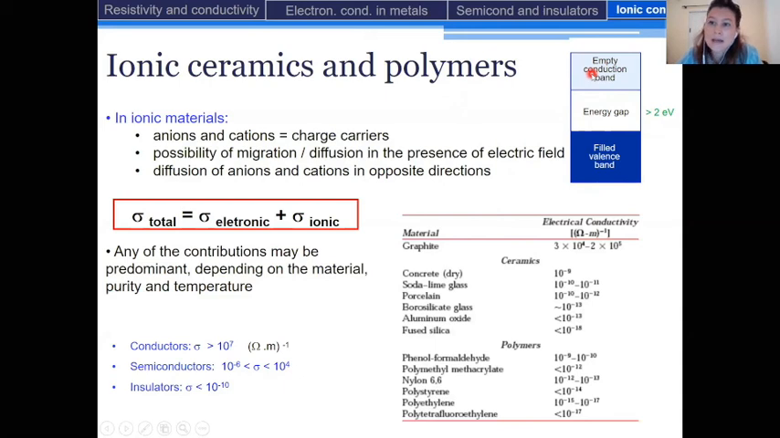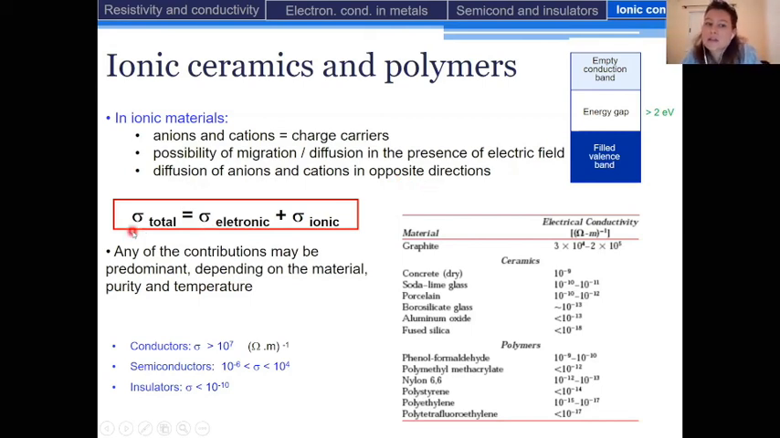But in ionic ceramics, we should take into account that we have charge carriers that are anions and cations, and there is a possibility of migration and diffusion of these charges in the presence of an electric field. And since they have opposite electrical charges, the diffusion of anions and cations occurs in opposite directions.